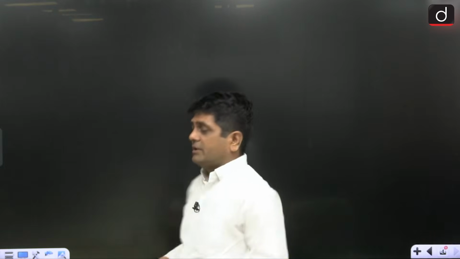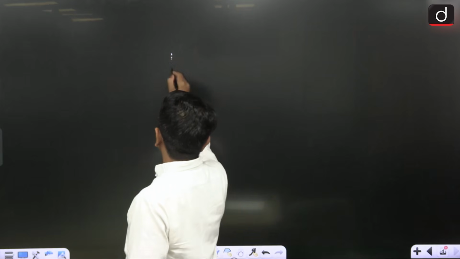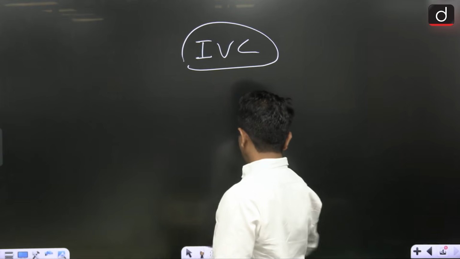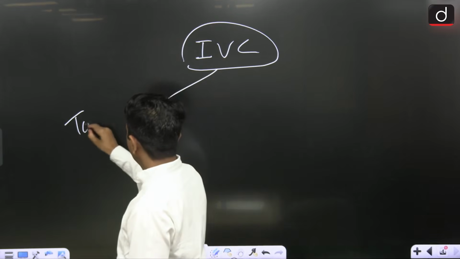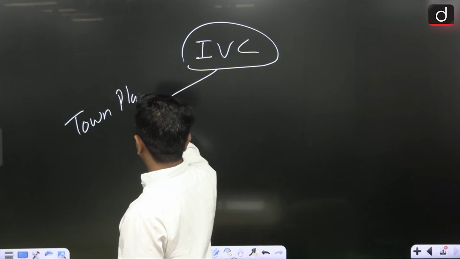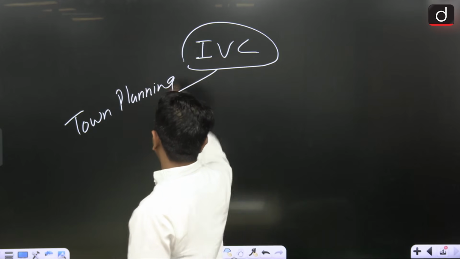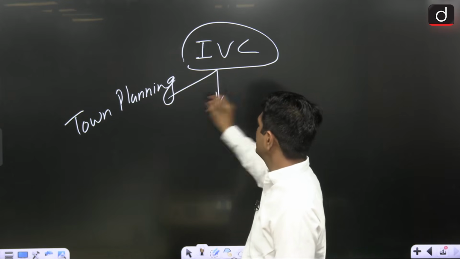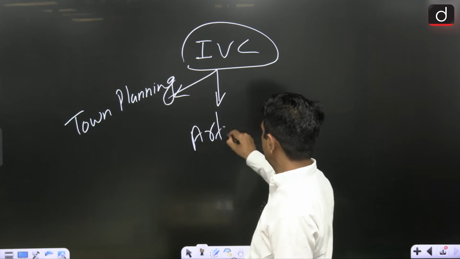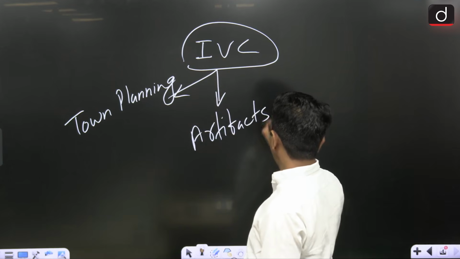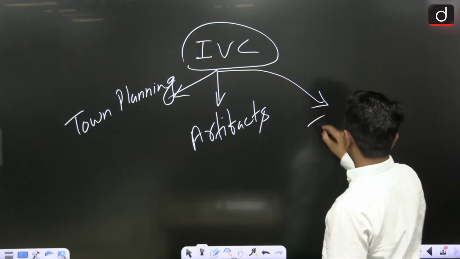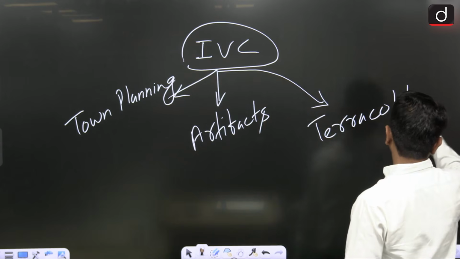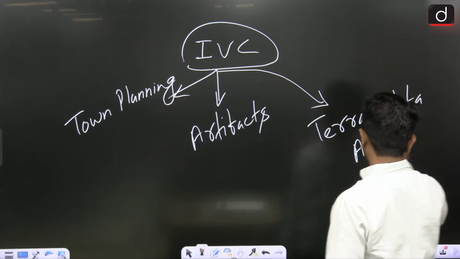So, starting with the Indus Valley Civilization. Under this, I am going to discuss what? Number one, the town planning. Number two, the artifacts. And number three, which is also part of artifacts, terracotta art.